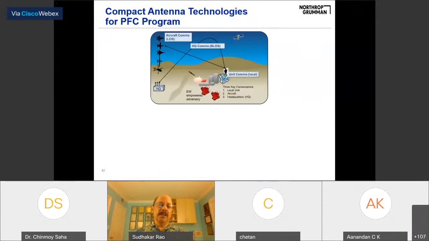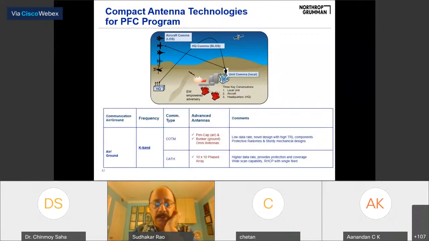PFC is another program, Protective Forward Communication. This is where the soldier communicates with headquarters through BLAWs or aircraft with line of sight, or with the local area with other soldiers. So we designed, again, a very lightweight and very omni type antenna. At the same time, for other applications, you need a 10 by 10 phased array for K-band.